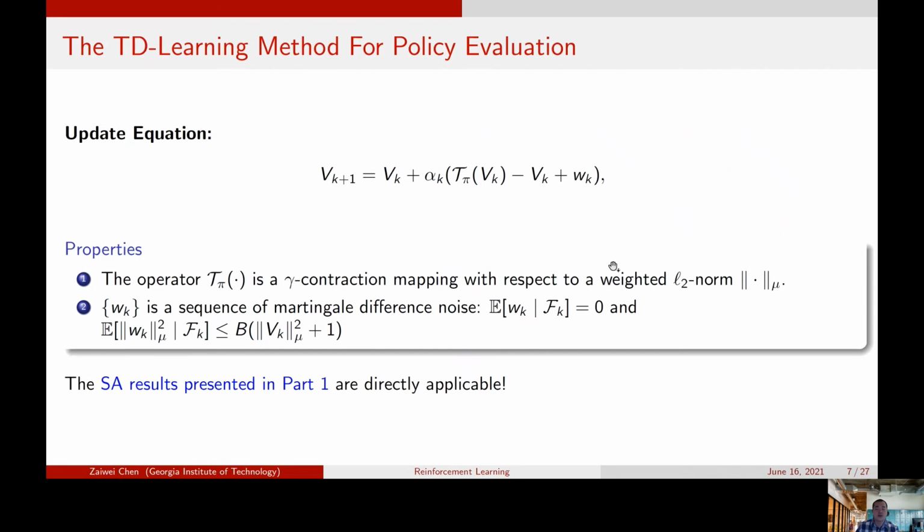But we will not state the result here. Instead, we will consider a more general version of TD learning, which is n-step TD with asynchronous update, and we will state that general result later.